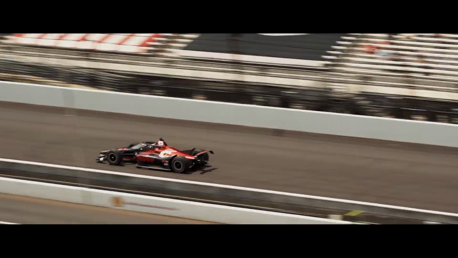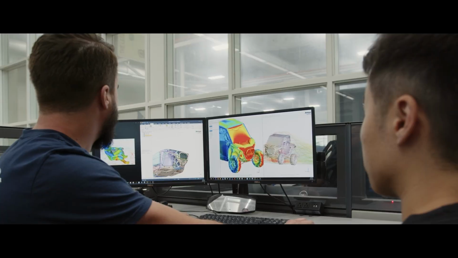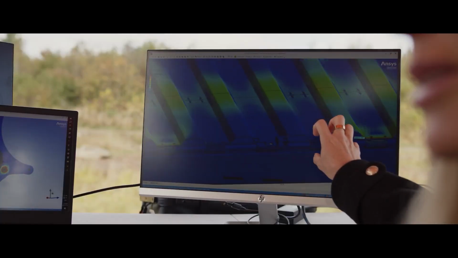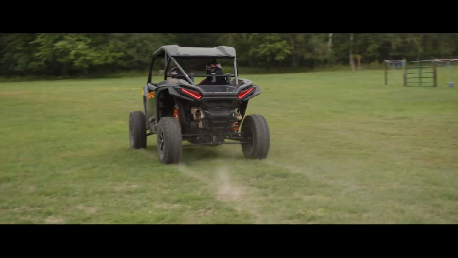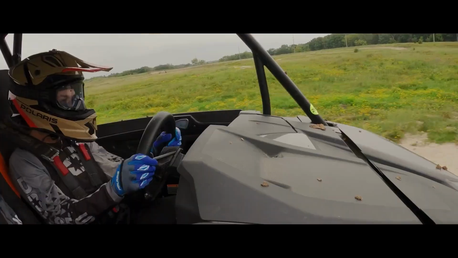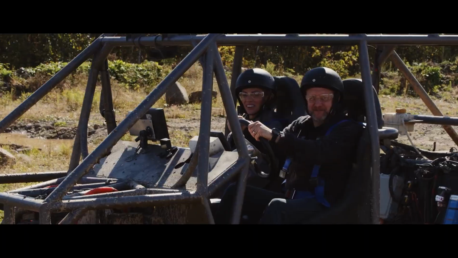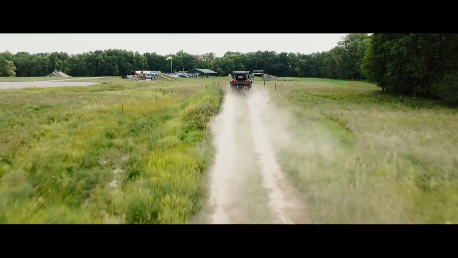From the track to Main Street to the motorway, we've seen how simulation is preparing us for the road ahead and helping us reach the future of mobility faster than we could have ever imagined. But what about the places where there are no roads? Well, prepare to get a little mud on your boots, because today we're miles from the comforts of the design lab to see how simulation is taking us off the beaten path.